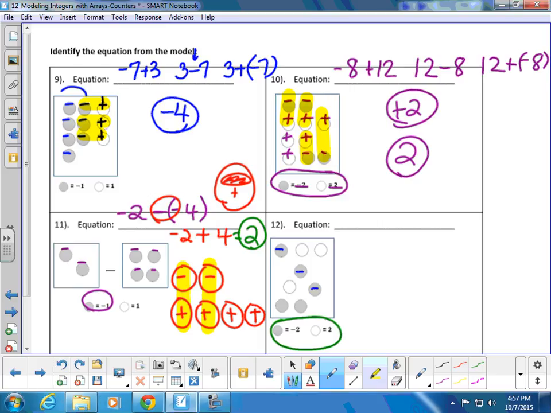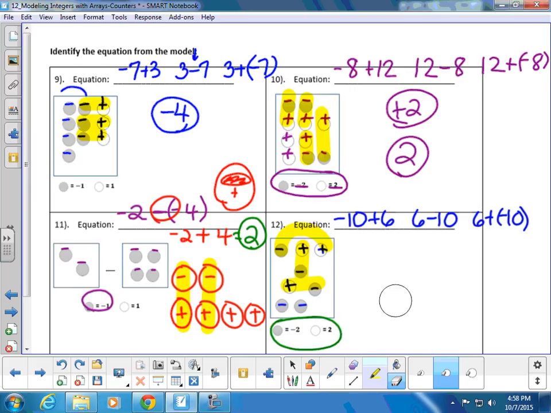We've got 2, 4, 6, 8, 10 negatives, 2, 4, 6 positives. I could have also written it as 6 minus 10 or 6 plus a -10. Again, those are all the same answers. And then if I solve that by identifying my 0 pairs, 1, 2, 3, I'm left with a -2. Nope, sorry, not 2. I didn't look at my scale. -4. Okay, so hopefully you understand what we're doing.